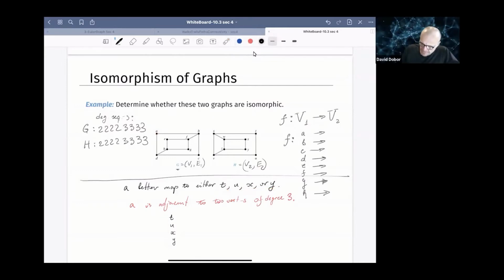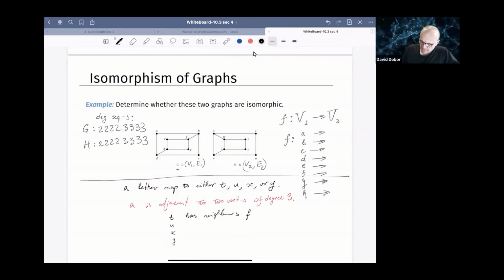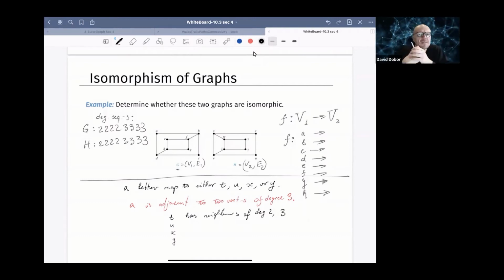So T has neighbors, what are the degrees of the guys that are T's neighbors? One is 3 and the other one is 2. Okay, degree 2 and 3. So I cannot map A to T, right? Because both of A's neighbors are of degree 3, and T has a vertex of degree 2. So it is clear that I cannot map A to T.